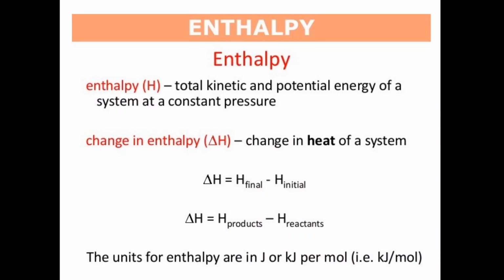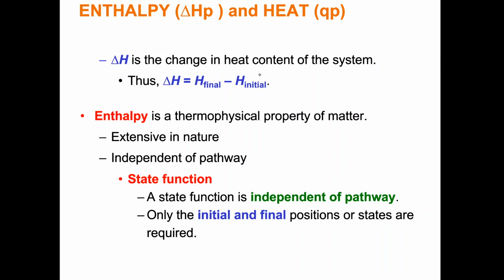So we said delta H is the change in heat content of the system. Delta H again is equal to H final minus H initial. So don't forget that it's final minus initial. Basically we're interested in where do we come from and where do we get to. Enthalpy is the thermophysical property of matter. In other words, it deals with the heat and the energy of matter. It's extensive and it's independent of pathway. We call this a state function.